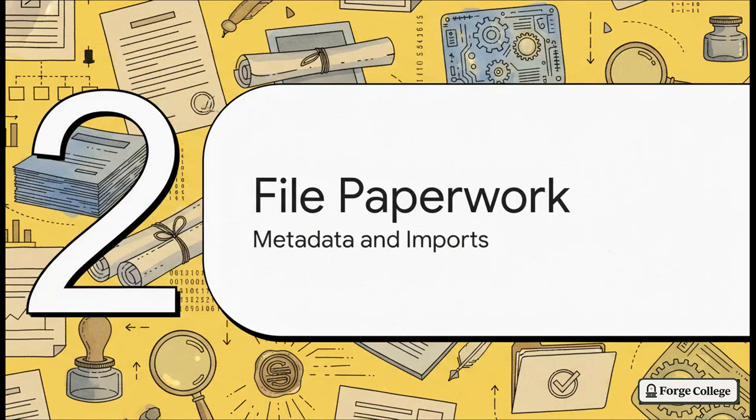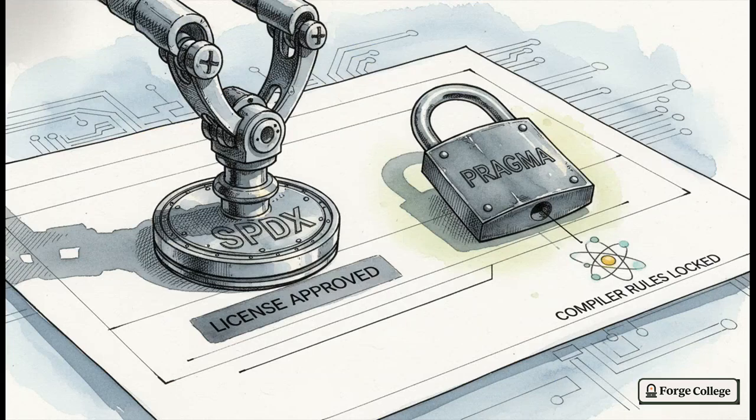Section 2. Top-level file paperwork, metadata, and imports. Okay, so before we can build the machine itself, we gotta file the paperwork. Every good patent or engineering schematic needs some mandatory documentation at the very top. And honestly, Solidity is no different. At the very top of your file, you are going to see these two critical lines. First up, that SPDX license identifier. You can think of this as the stamp of approval that pleases the auditor overlords.